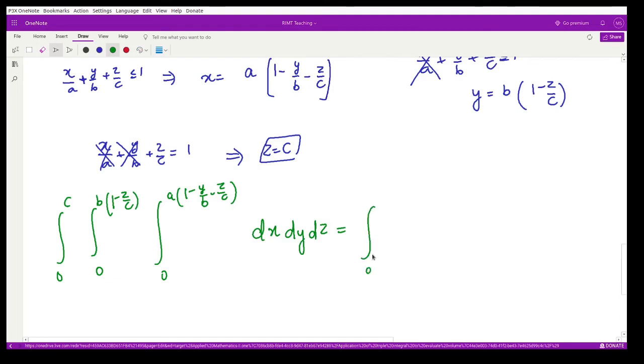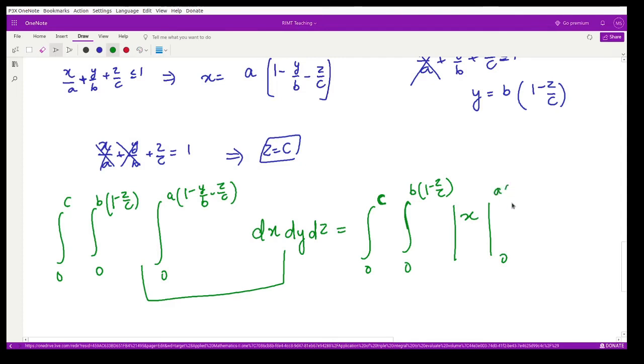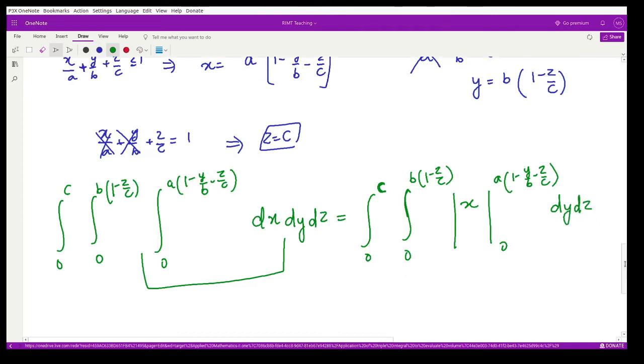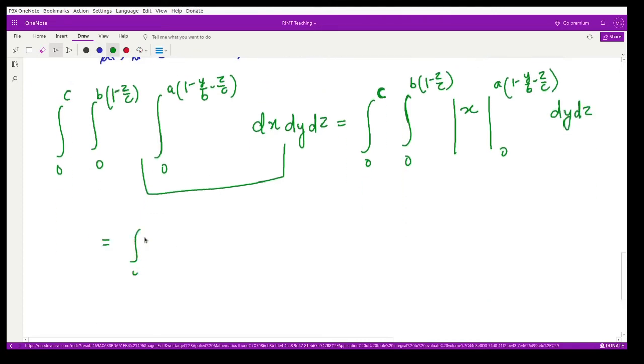That is equal to integration from 0 to c of the quantity, where the second integration limit would come as such. So firstly, we'll perform the integration with respect to x, this much portion, so that would be equal to x, and the limits are from 0 to a into 1 minus y upon b minus z upon c, dy dz as such. So we can substitute the limit. So this would be equal to integration from 0 to c, integration from 0 to b into 1 minus z upon c, and then the values are a into 1 minus y upon b minus z upon c, dy dz.